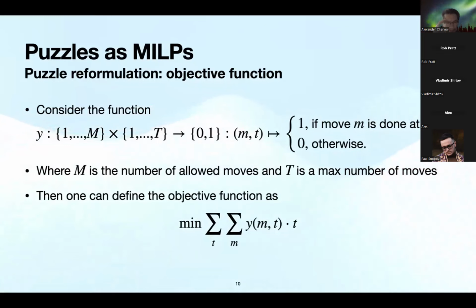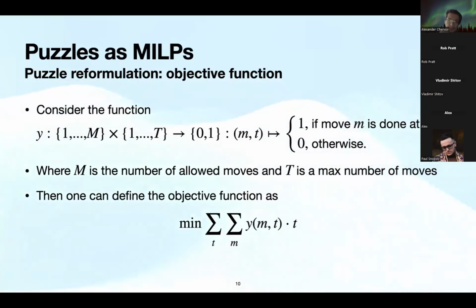So y is m, the number of allowed moves. And we can define the objective. Y represents which move is done at the step t. For example, if the first move is done, then y1 of t equals 1, and all other moves are just zeros at the time t.